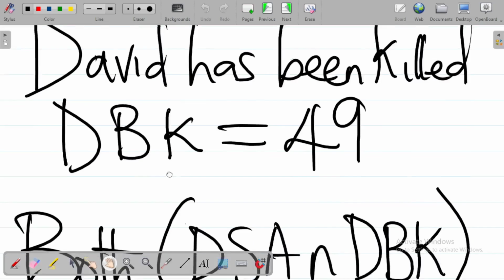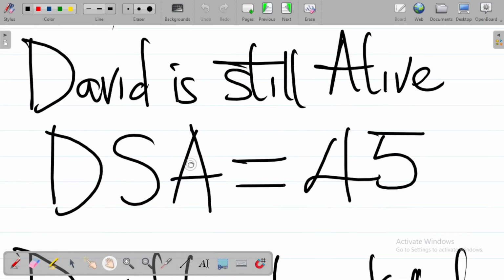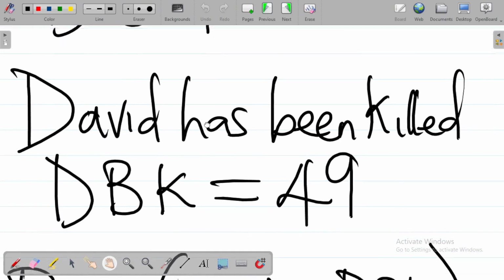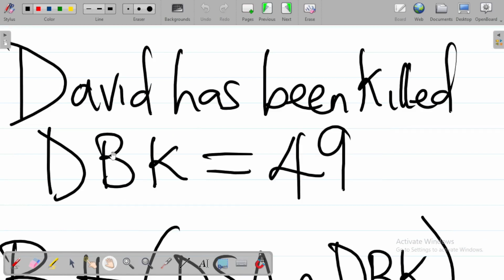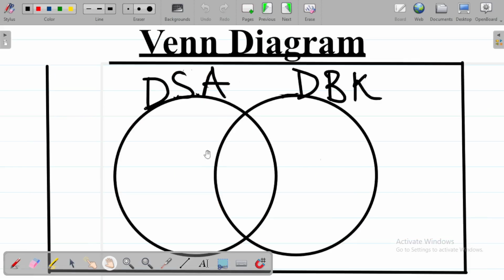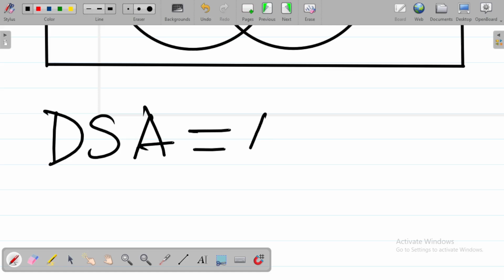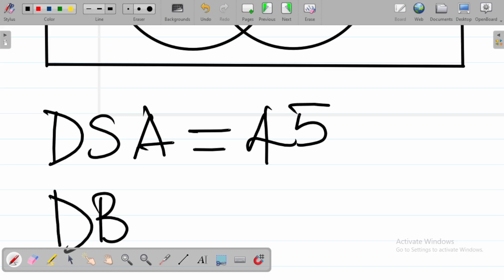For DSA, the number of voters that believe David is still alive, DSA, is equal to 45. And then the number of voters that believe David has been killed, DBK, is equal to 49. So let's say DSA is equal to 45, and then DBK is equal to 49.